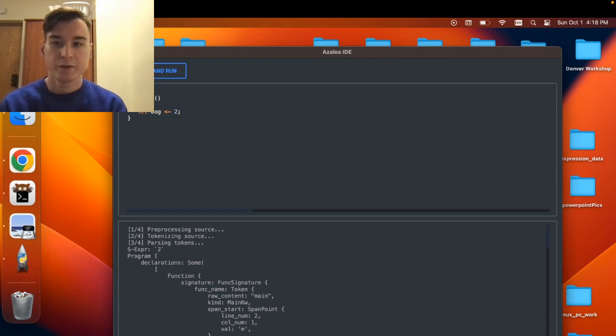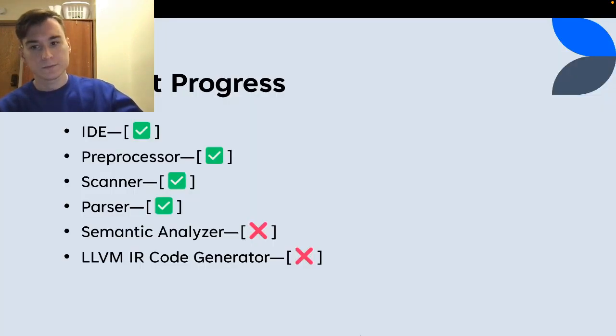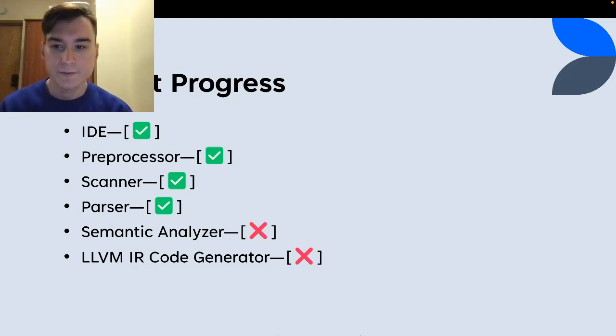Here's a little snapshot of what you can expect from this IDE. The top panel is where you write out your code and run it, and at the bottom is a display panel that shows you the output. The current progress is as follows. The IDE is in a very good state and is actually functional. The preprocessor, scanner, and parser are also functional, meaning that they work as expected, and ignoring any potential bugs or things we want to go back to, they are largely finished. The semantic analyzer and code generator are currently in progress.